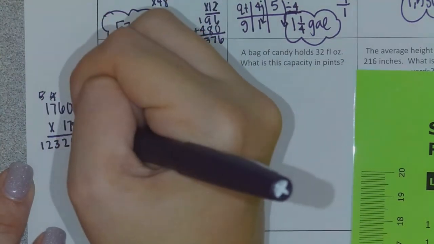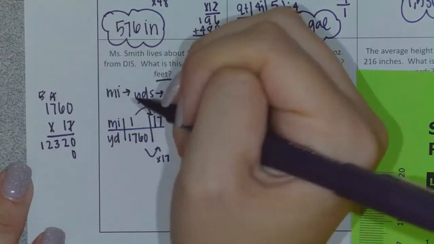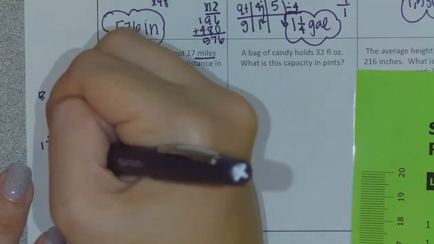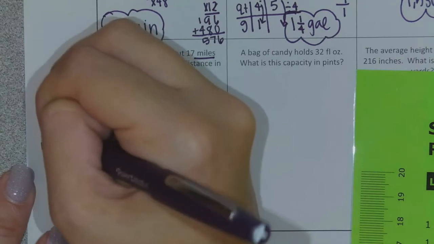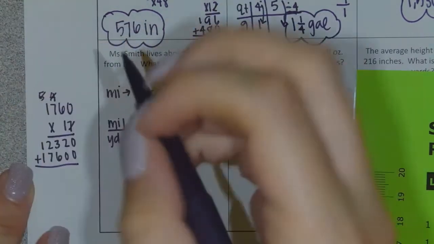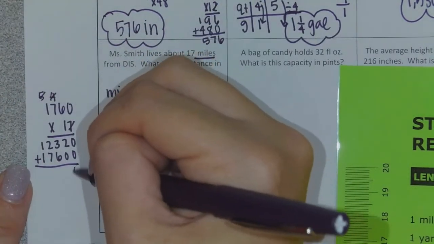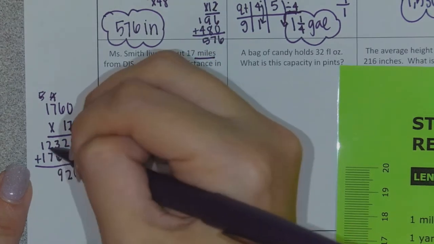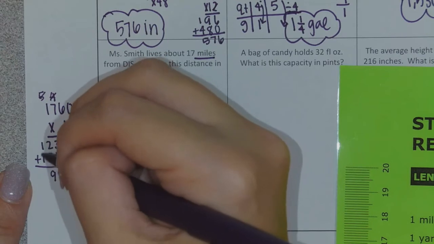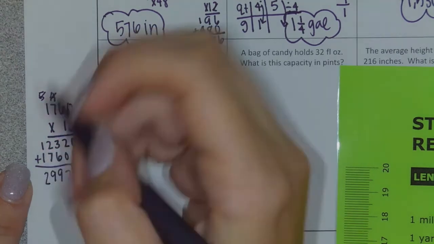Think like a chicken. Cross out what I don't need and lay an egg. 0 times 1 is 0. 1 times 6, 6. 1 times 7, 7. 1 times 1, 1. So when I add this together, 0 plus 0 is 0. 2 plus 0 is 2. 3 plus 6 is 9. 2 plus 7 is 9. 1 plus 1 is 2.